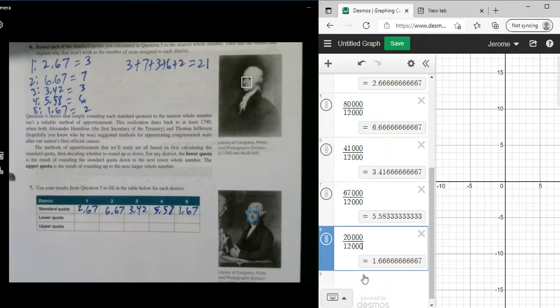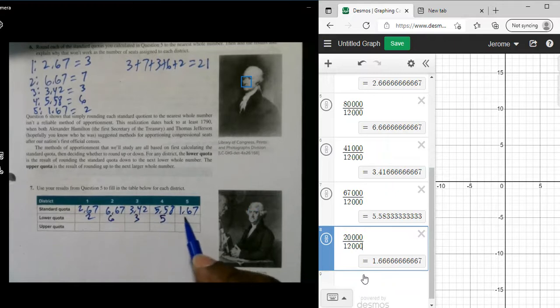Isn't it determined by rounding? Yes, it is. So the lower quota would be if you're rounding down, and the upper quota would be if you're rounding up. Right. But I would tell you this because I don't understand the rounding down thing. So I think this method that I'm about to tell you all would be a lot easier. So for the lower quota, whatever number is in front of the decimal is the lower quota. So this would be 2, 6, 3, 5, and 1.